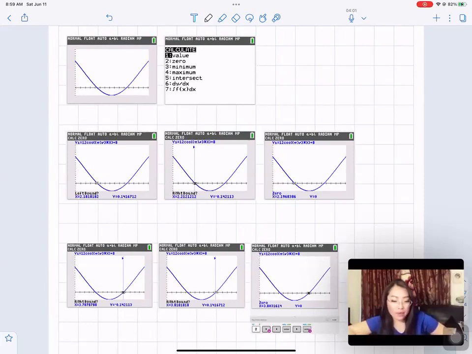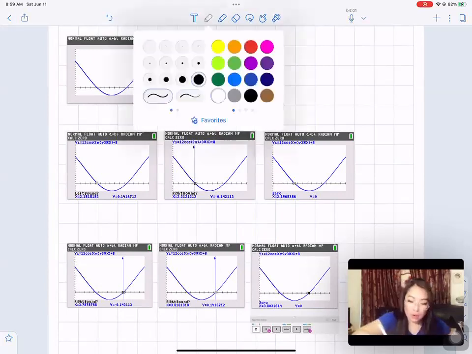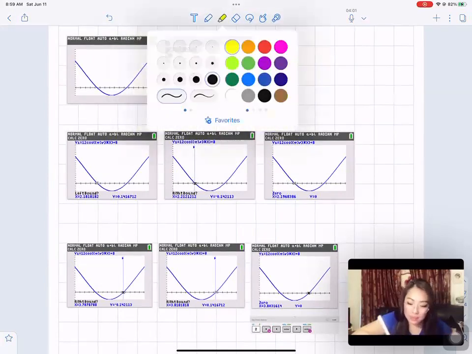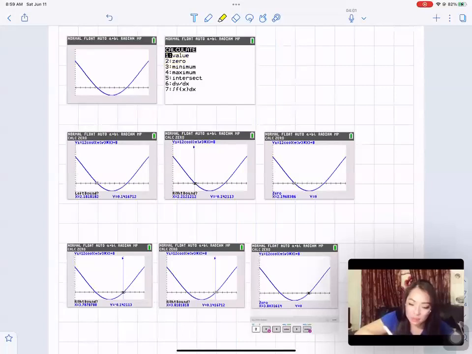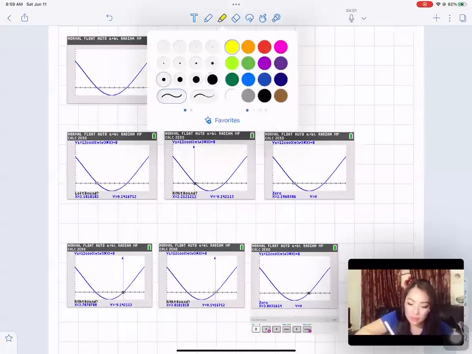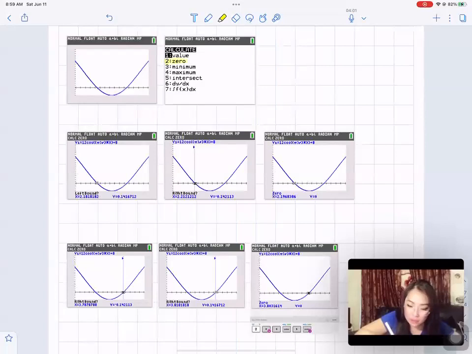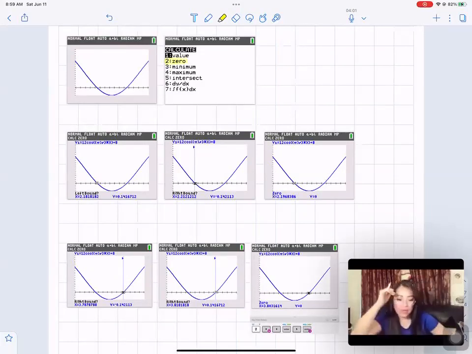And then on your second calc, there is a 0 button. That's what you're going to use, choice number 2, which I'm going to highlight here. I'm going to highlight choice 2. You're going to highlight 0. And when you highlight the 0, it's going to ask you 3 questions: left bound, right bound, and guess.